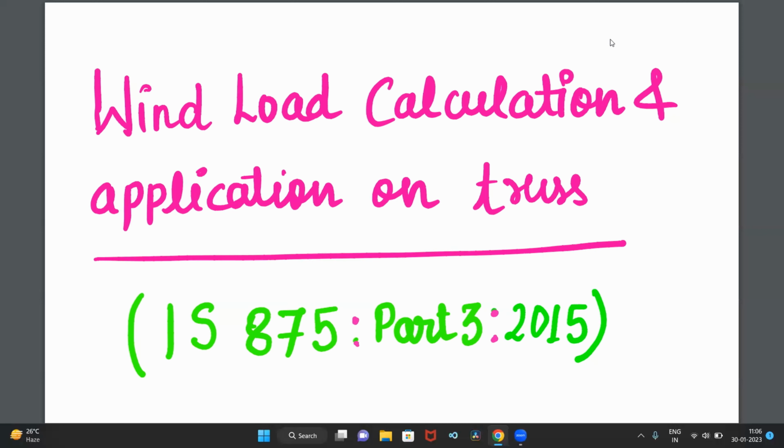So in this context, today we are going to learn how to calculate wind load from IS 875 Part 3 2015. So we will go step by step and I hope that you will get my points. Okay, so let us move to our problem statement.